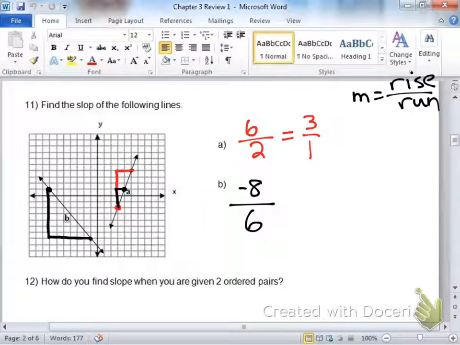Those numbers are both even, so I'm going to go ahead and reduce to negative 4 over 3. Again, you can go back and see if that makes sense. So if I start on that same point and I go down 4, 1, 2, 3, 4, and then I go right, 1, 2, 3. See how I'm still on that line? So I'm good to go.